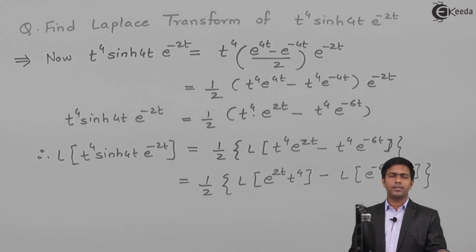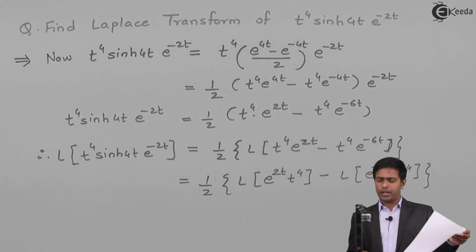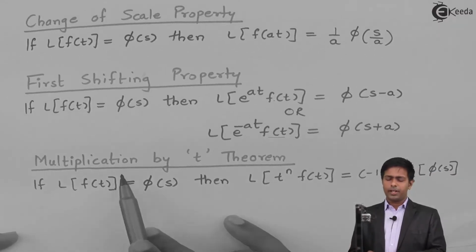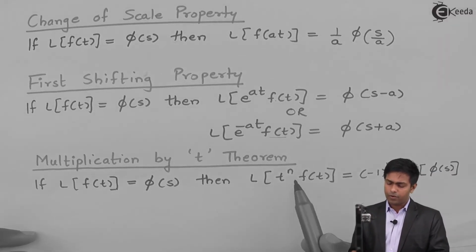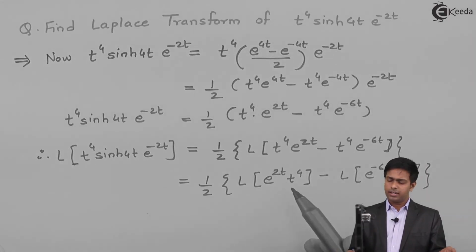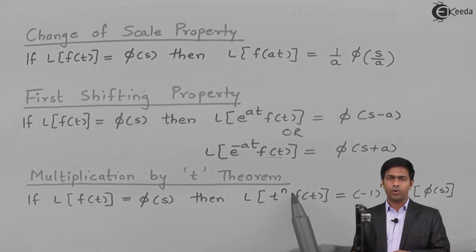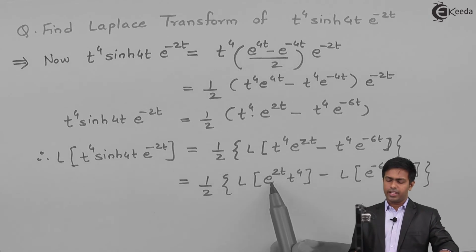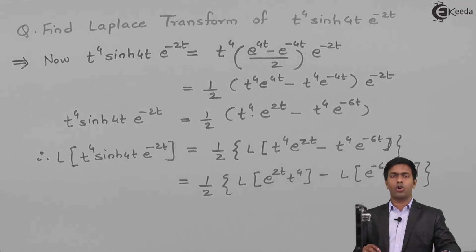But guys, if you observe carefully, this problem can also be solved by one more property, that is the multiplication by t theorem or property, which is Laplace of t raised to n f of t. So if you see from the right hand side, this t raised to 4 is t raised to n, where n is 4, and this f of t is e raised to 2t. So again these two terms can be solved by using the multiplication by t property.